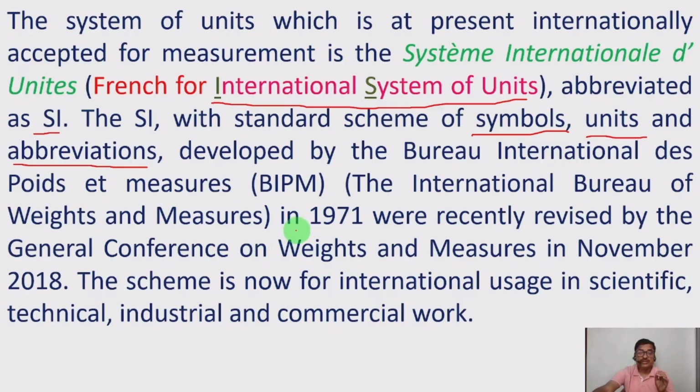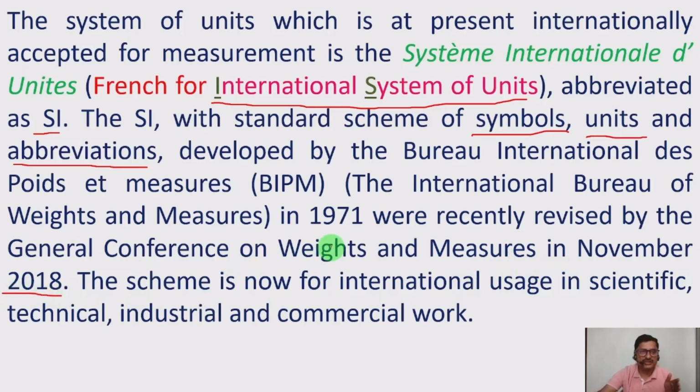About 64 countries are members of this body. The members are developing the system, and throughout the world it is accepted and used. It was developed in 1971 and was recently revised by the General Conference on Weights and Measures, which conducted its meeting in November 2018.